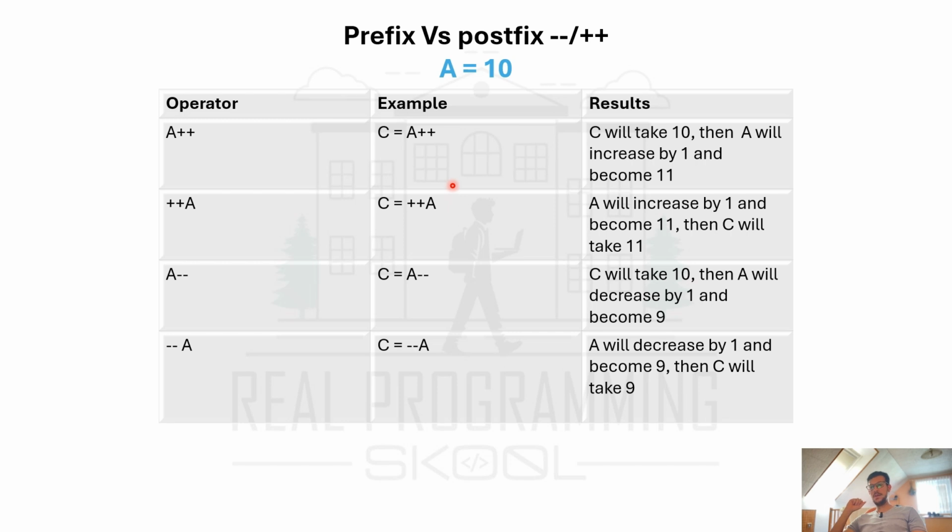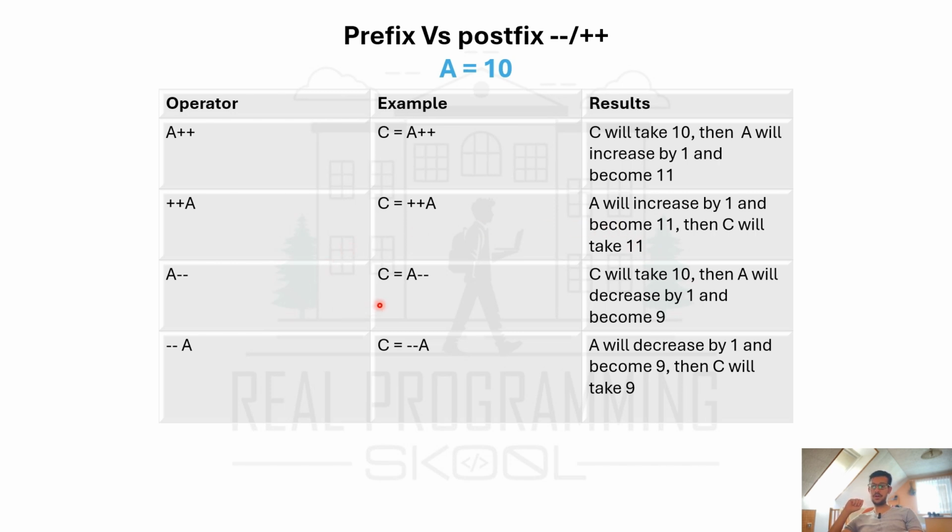But here, c equal ++a, the compiler first will increase the value of variable a and make it 11, and after that will assign it to c, so c will be 11 and a will be 11. A increases by 1 first and becomes 11, then c takes the new value, 11.